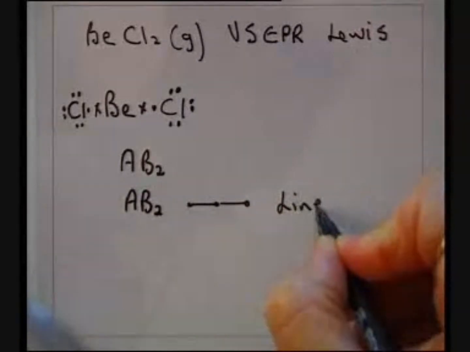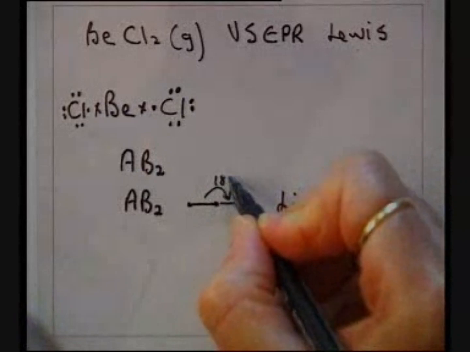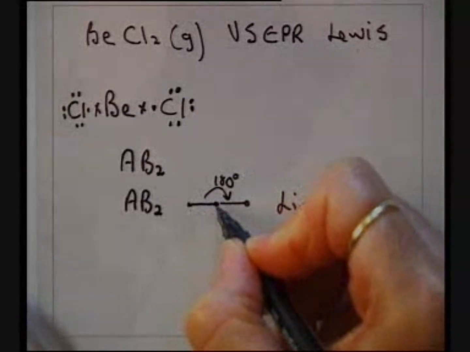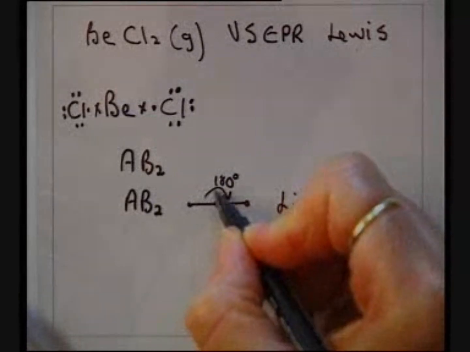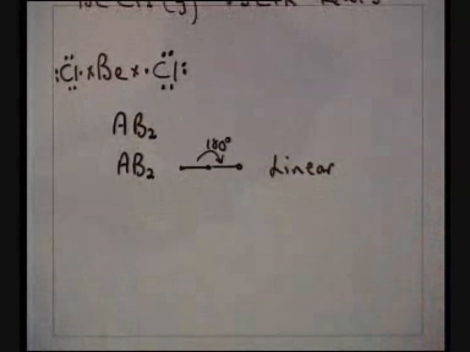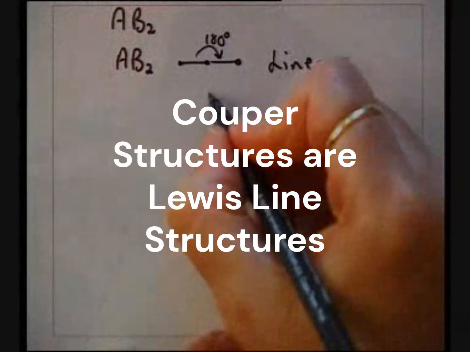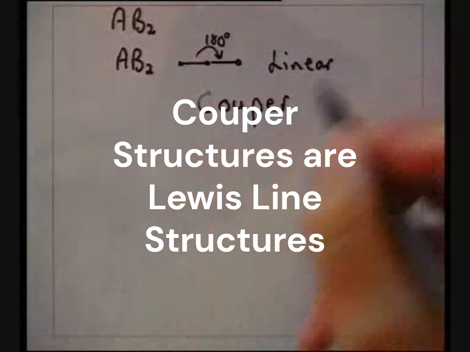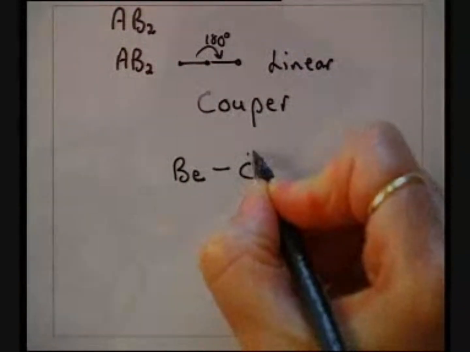AB2 predicts a linear molecular geometry. The bond angle, when we look at the atomic nucleus chlorine going to nucleus beryllium going to atomic nucleus chlorine, will be 180 degrees. When we draw the molecular geometry of beryllium chloride, we use Cooper or Kuiper structures. We have got beryllium, single bond to the chlorine atom.